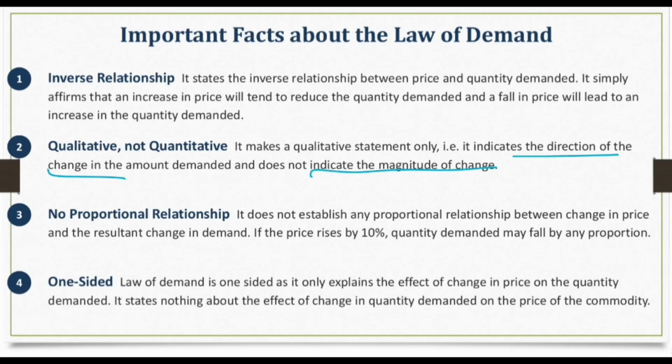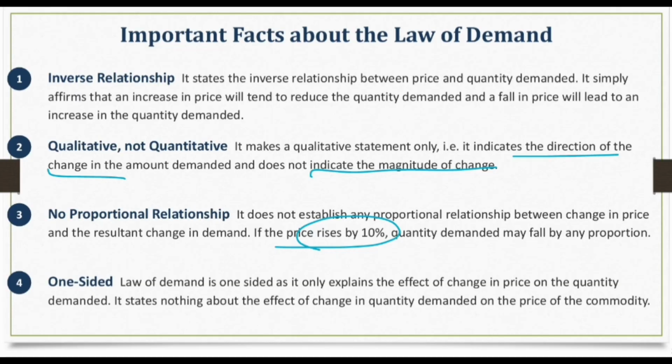Next, no proportional relationship. It does not establish any proportional relationship between change in price and the resultant change in demand. For example, if the price is rising by 10%, you are not sure by what amount the quantity demanded is going to fall. Be it 10%, 20%, 30%, we do not know.